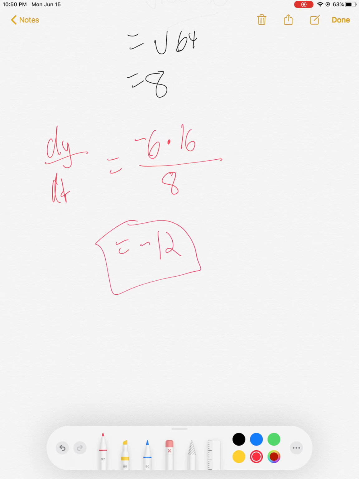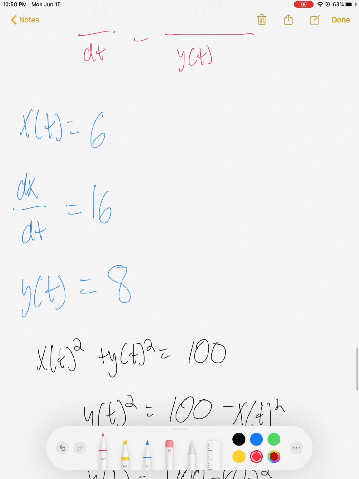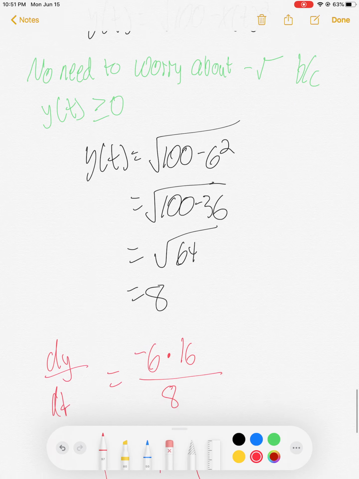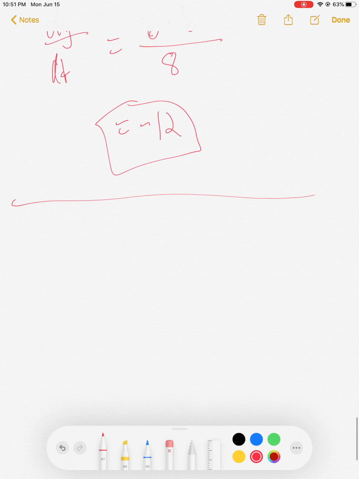So I can have negative x of t, so negative 6, times dx/dt, which we said was 16. And then we just found that y of t was 8. And is it squared? No, it's not squared there. Negative 6 times, well, 16 and 8 cancels out to just become a 2. It looks like we have negative 12. So that is dy/dt.